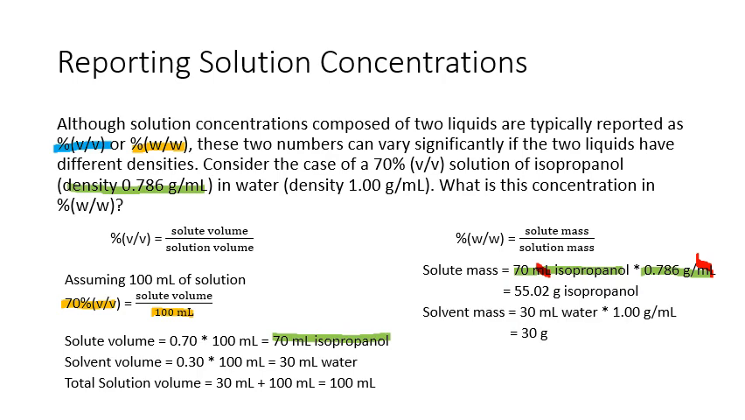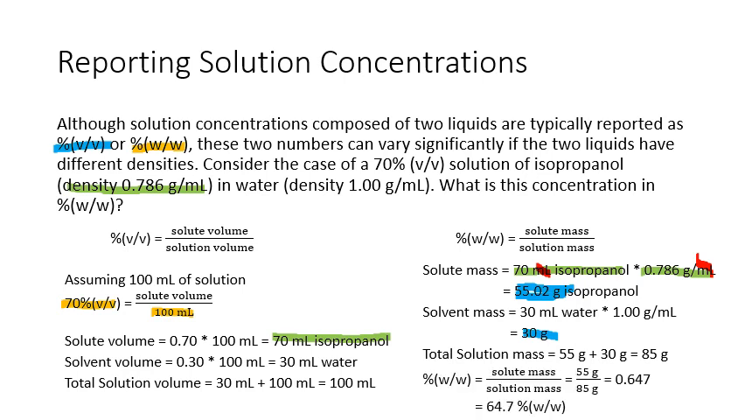We can do the same thing for water. Water has a density of 1 gram per milliliter, so 30 milliliters of water has a mass of 30 grams. And the total mass of our solution is 55 grams plus 30 grams. So our solution has a total mass of 85 grams. And of those 85 grams, 55 grams come from the isopropanol, the other 30 grams come from the water.